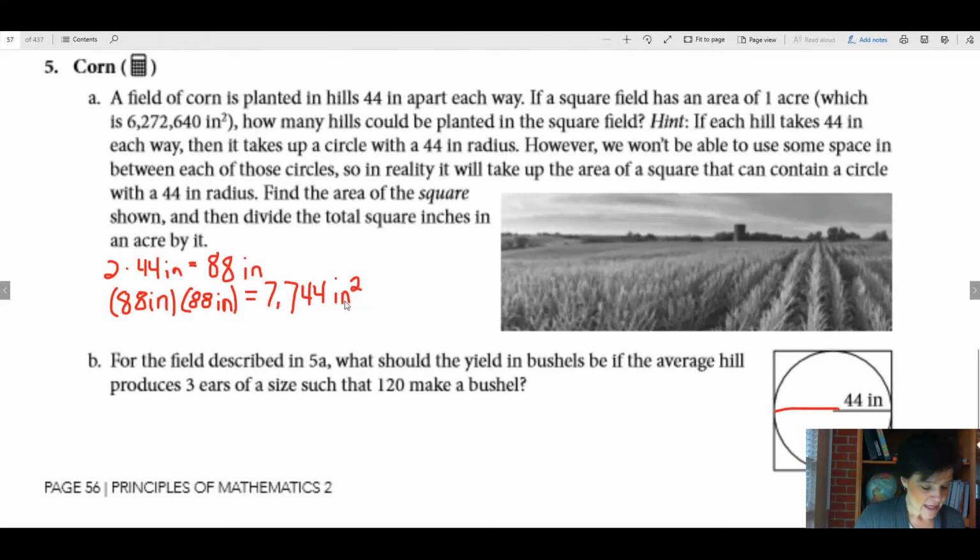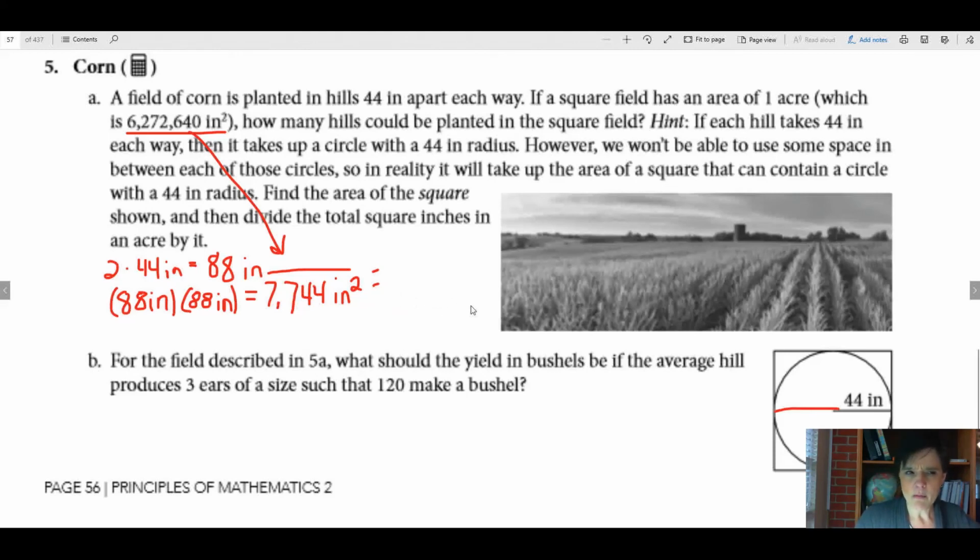Okay, then what you're going to do is figure out the hills per acre. So you're going to take this number here, which is the square inches, and divide this number by this number. So it'll be this number on top of that one, because you're going to divide it. Both of those are square inches. Once you do your division, and of course you can use a calculator on this one, you'll get how many hills it is.